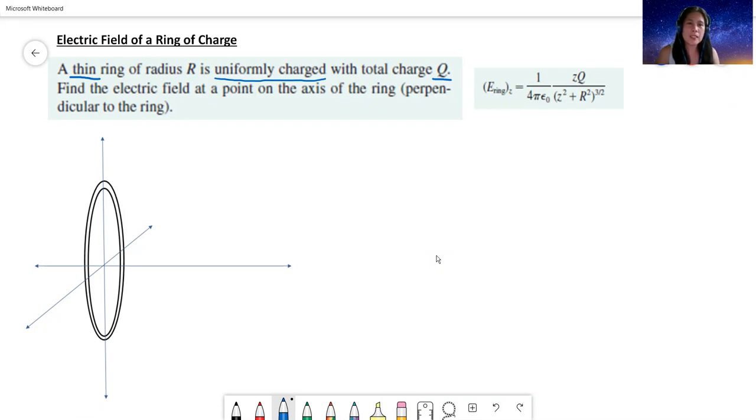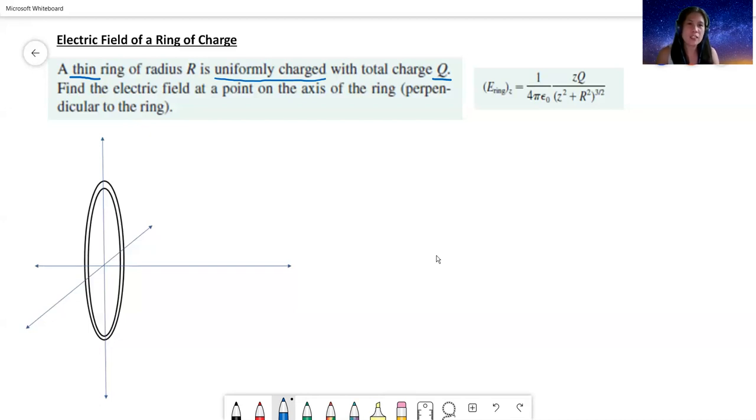If the problem says that it's a thin ring, the author wants to remind you that the ring has no thickness. It's like a mathematical ring, because in real life, a ring is a three-dimensional object. But for a mathematical ring, when we say thin, its thickness is negligible. So somehow it just acts like a two-dimensional object. It has length and width, but the thickness is very minimal.